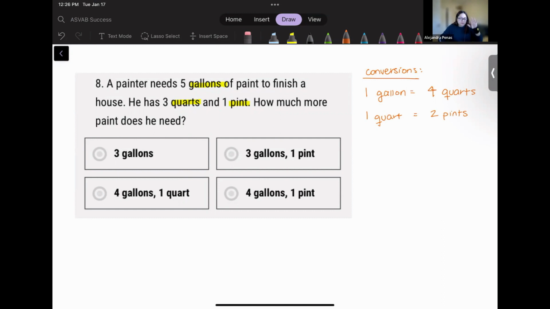We need a total of 5 gallons. He has 3 quarts and 1 pint. So what I'm going to do is change that pint into a quart, add it to the 3 quarts, and then try to figure out how much am I missing from the 5 gallons. So I'm going to change everything to quarts first. So we're going to have to change these 5 gallons. We're going to need to figure out how many quarts that's going to be.